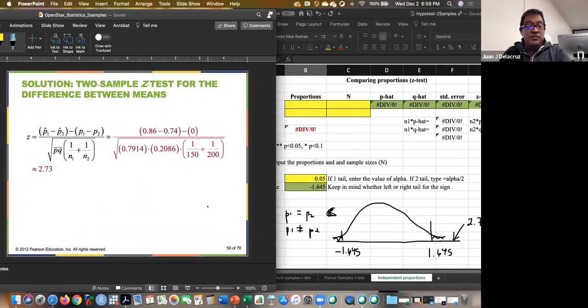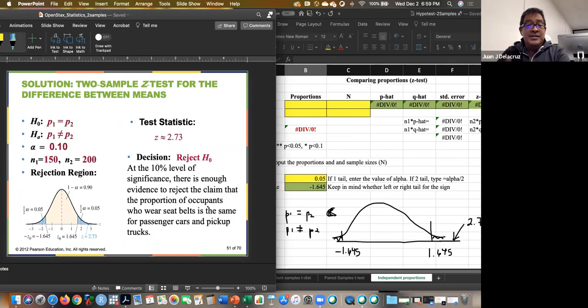Look at how many steps to find this value. So this is the solution. At the 10% level of significance, there is enough evidence to reject the claim that the proportion of occupants wearing seatbelts is the same for passenger cars and pickups. So once again, that was the claim. So yeah, we have enough evidence to reject the claim. Probably I said something different, but I think this is right.